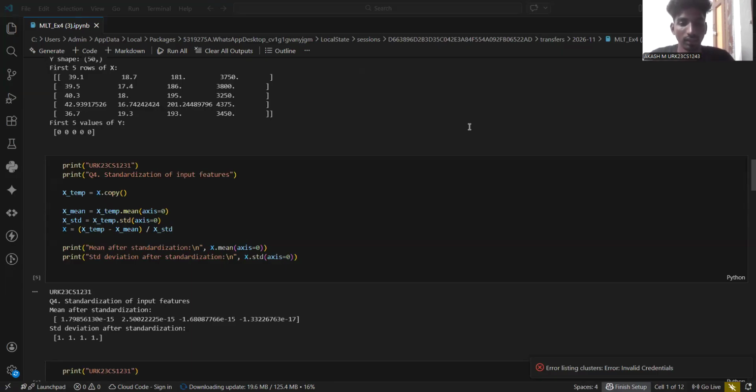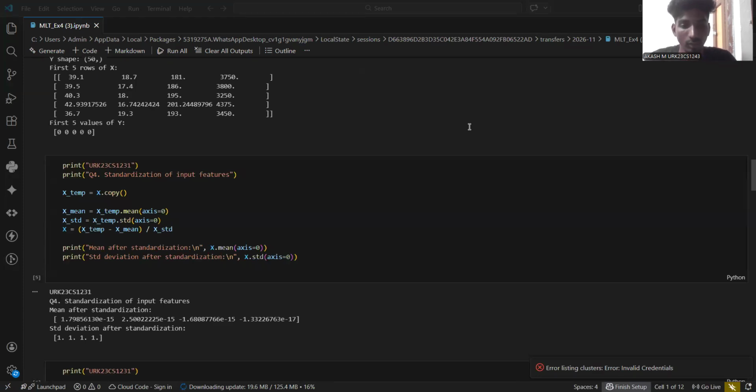Next, train-test split. The data is manually split using an 80 by 20 ratio. The first samples are used for training, teaching the model, and the remaining 10 samples are used for testing, evaluating how well it has learned.